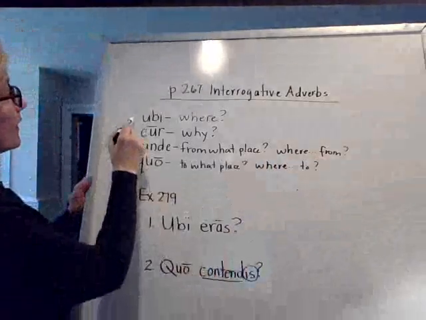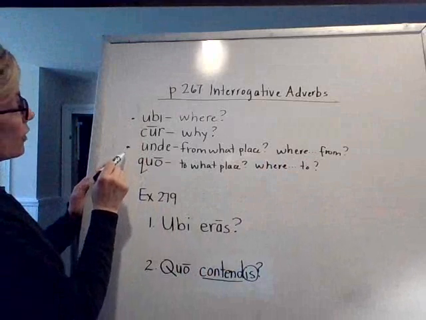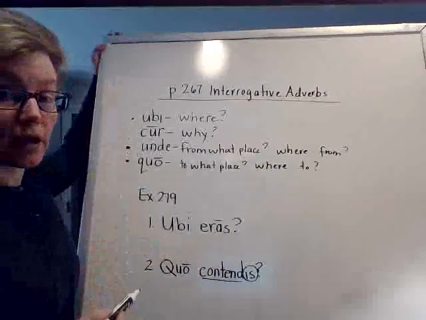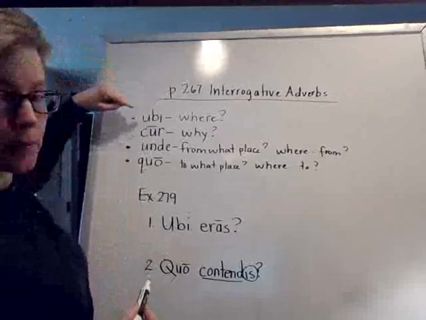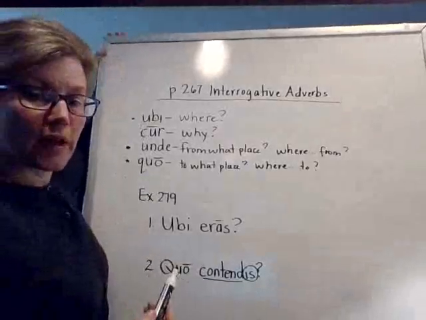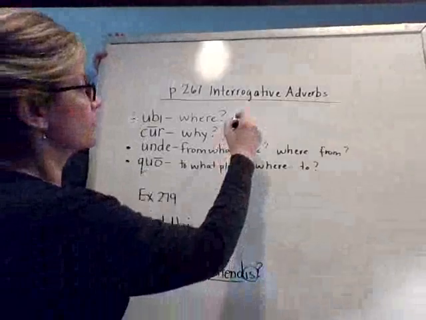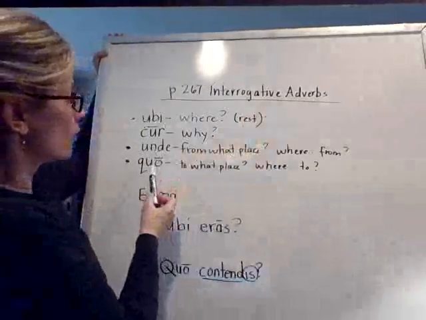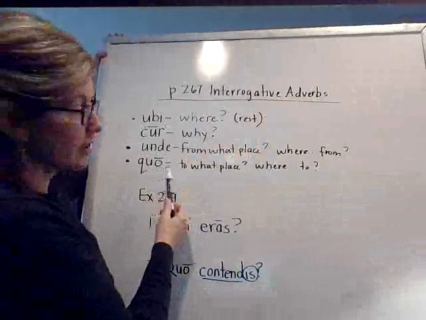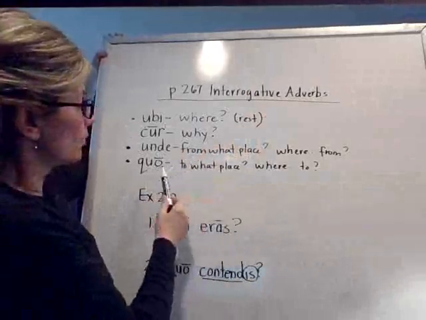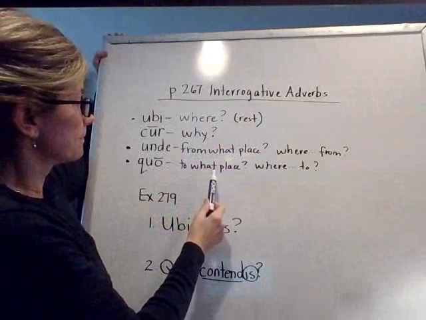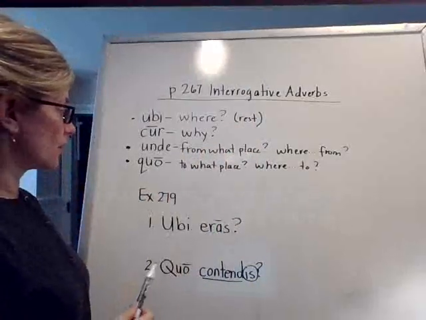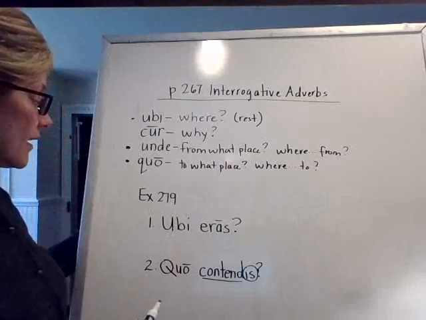Alright, so ubi and unde and quo are all where words. It's just that ubi implies rest. There's no motion involved. And then unde and quo both imply motion. So from what place, or with quo, to what place. Alright, so those are the new vocabulary words that you'll need for this portion of the lesson.